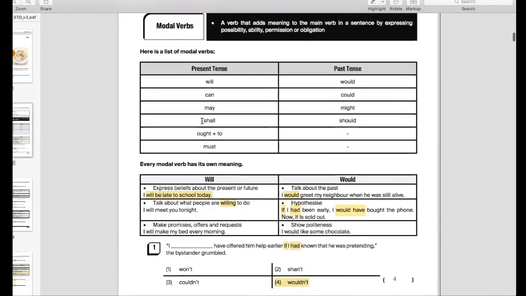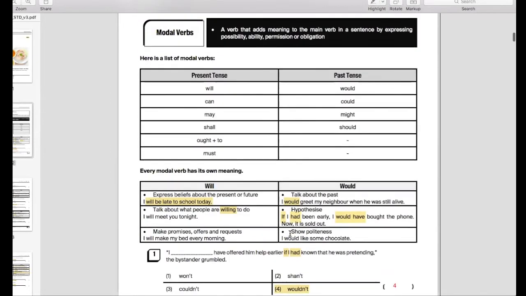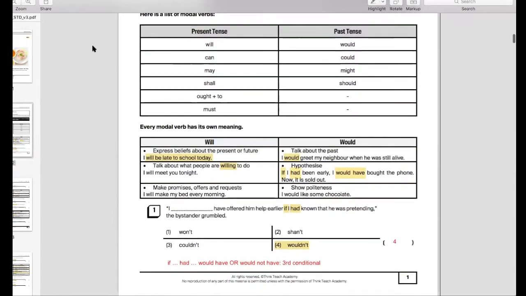Would is also used when you want to show politeness. I would like some chocolate. You're not going to say I will like some chocolate. Don't say that. If you say that, that's very rude. So when you want to be polite, if you're asking for something, say I would like chocolate. Can you do the two questions?